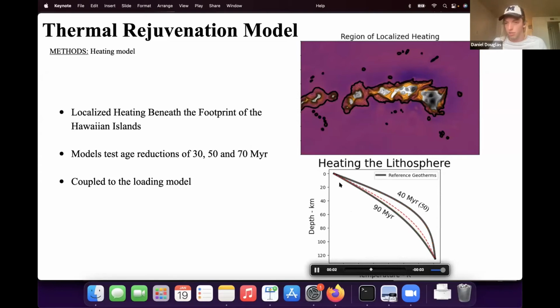And thermal rejuvenation, if you're not familiar, I'm showing an example of what that looks like in this bottom right animation. It essentially takes a geotherm of a given age, in this case a 90 million year geotherm, and it reduces the age to a different effective age, thereby heating the entire plate throughout. And so here we're going from a 90 million year to a 40 million year old geotherm, which corresponds to a 50 million year equivalent thermal rejuvenation. And we coupled this heating model directly to the loading model in order to simulate to first order how the magma, which is ascending through the lithosphere, erupting at the surface and building the load, would advectively and diffusively heat the lithosphere as it ascends.